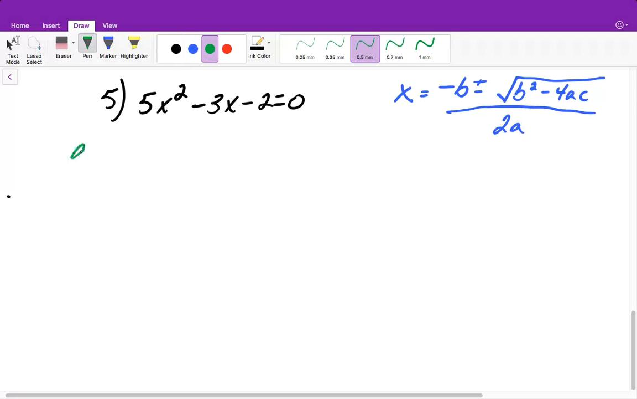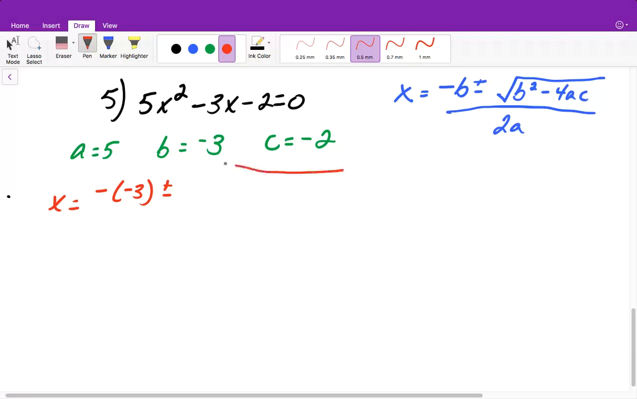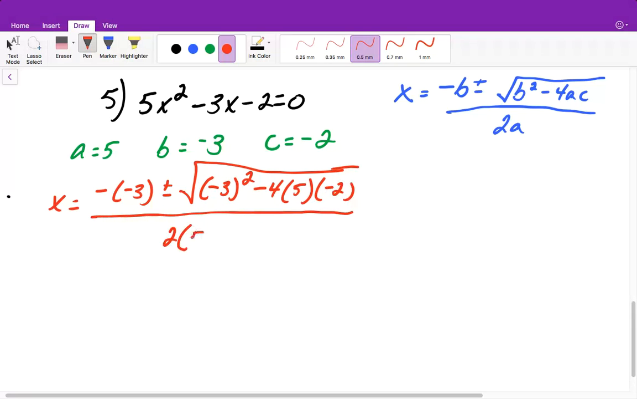First thing we do is identify our a is equal to 5, our b is equal to negative 3, and our c is equal to negative 2. Then we're going to plug it in. So then we have x is equal to negative 3 plus or minus the square root of negative 3 squared minus 4 times our a, which is 5, times our c, which is negative 2, all over top of 2 times a, which is 2 times 5.